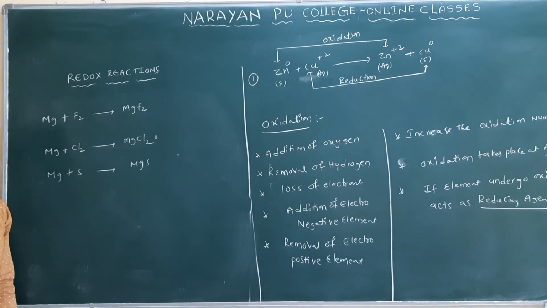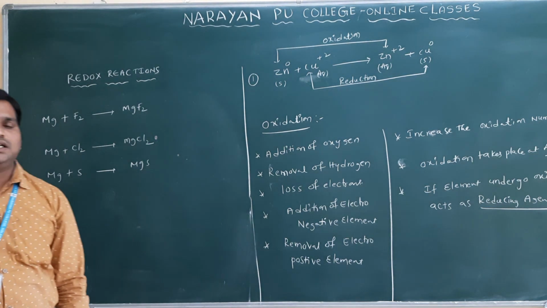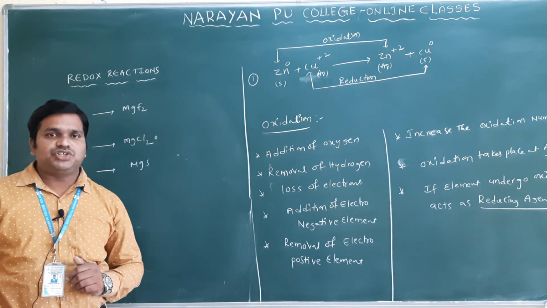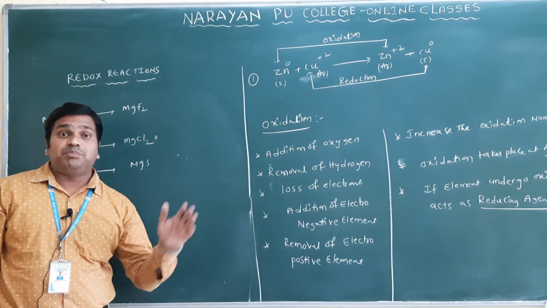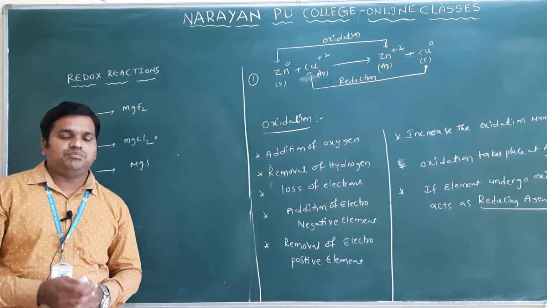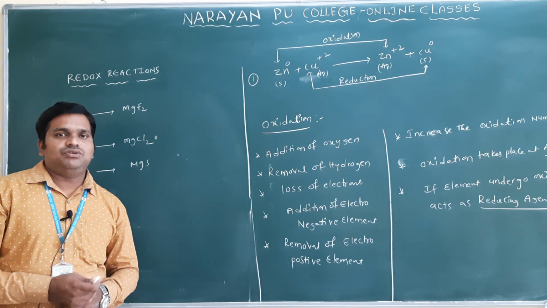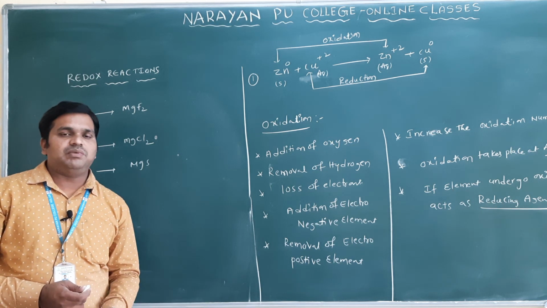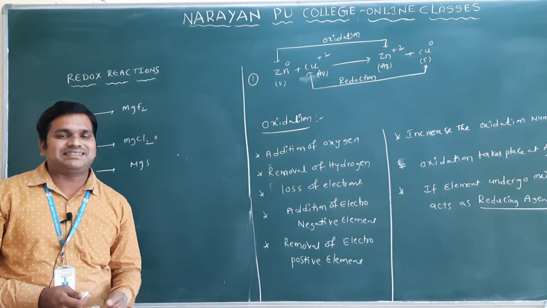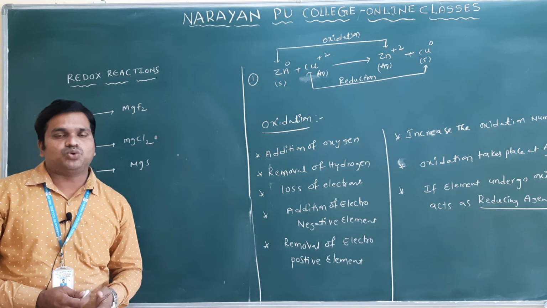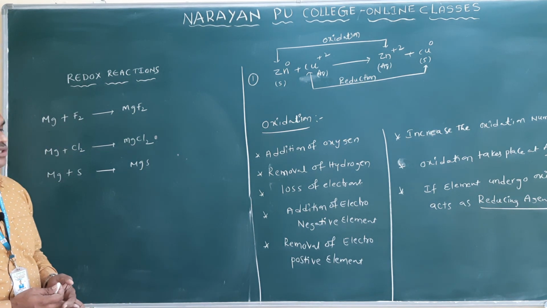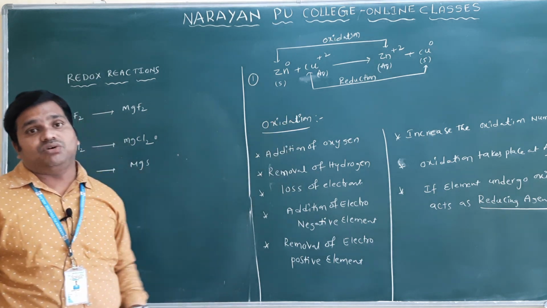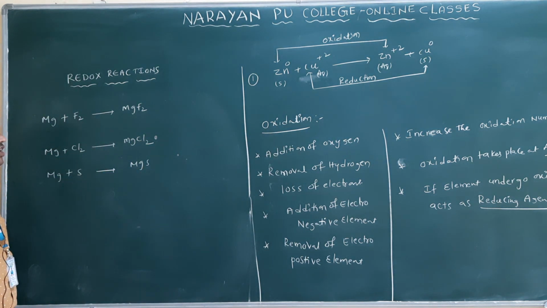So generally fluorine, chlorine, sulfur we are calling as electronegative elements only. These electronegative elements you can observe at the end of the p block. Before the noble gases we have halogens, and before the halogens we have the oxygen family. The halogen family and the oxygen family act as electronegative elements only. So whenever there is addition of an electronegative element, it is also called oxidation only.